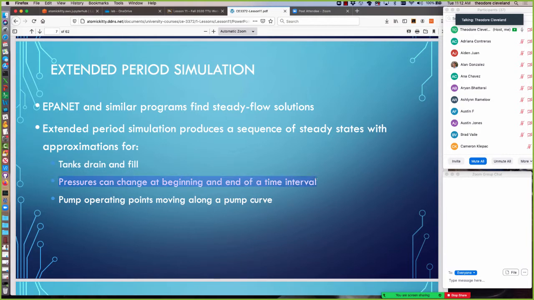And we can take the pressures at the beginning and end of a time interval, because those will equalize by the end of a typical time step. And then we can move pump operating points along a pump curve as indicated by the hydraulics. So extended period simulation is a useful approximation for how systems behave over time with comparatively subtle changes as time evolves. It doesn't do well for a sudden valve closure because you have a condition before valve closure at steady state. You close the valve, you have a whole new steady state, and there's dramatic pressure changes in those instances. But other stuff like pumps turning on and off, tanks draining and filling are well within the computational capabilities of extended period simulation.